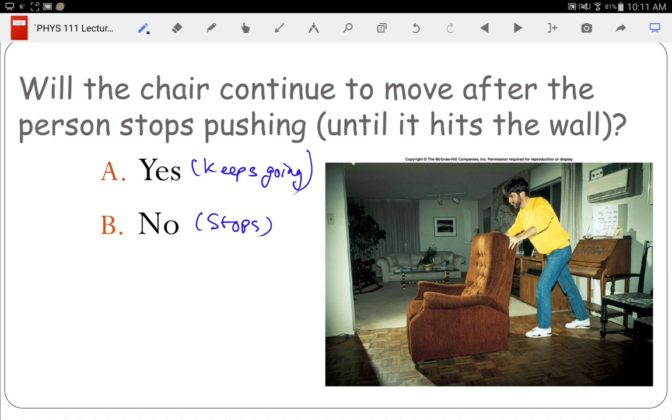It doesn't really matter. Let's say it doesn't have wheels. Are you saying that the chair is going to keep going until it hits the wall after you're done? Is it going to keep going forever until it hits the wall, or is it going to stop eventually?